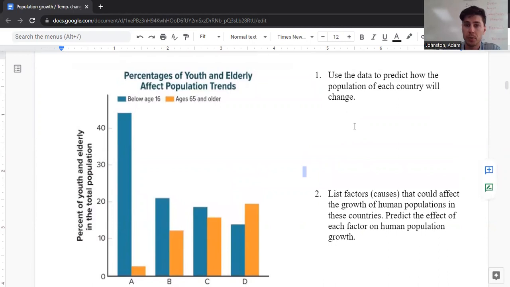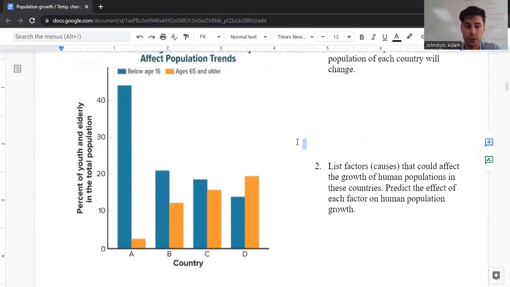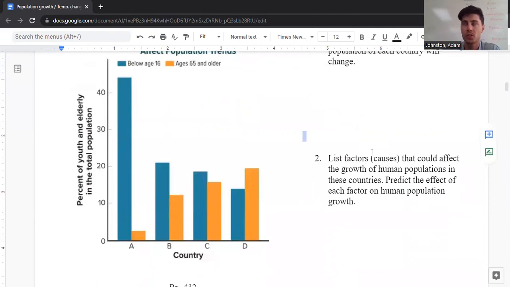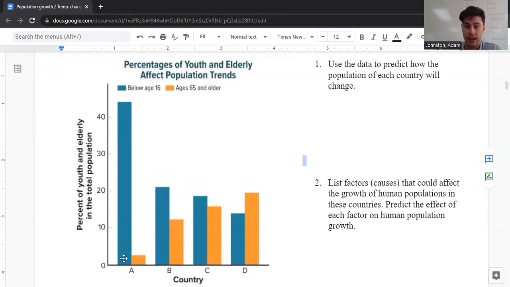So to answer your questions, number one, you should write down each of the countries, A, B, C, and D. And you need to describe in the next 10 and the next 20 years, using the youth and elderly breakdown, do you expect the population of country A to grow, stay the same, or decrease? You should describe that for each of the four countries. Country A, population will increase, stay the same, or decrease. B, will increase, decrease, stay the same, as well as D and C.